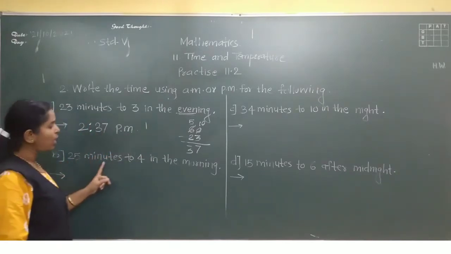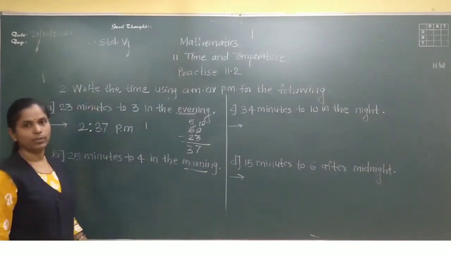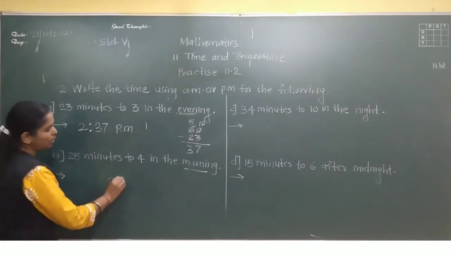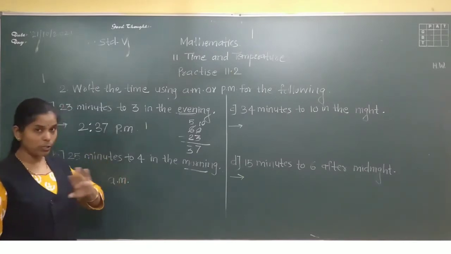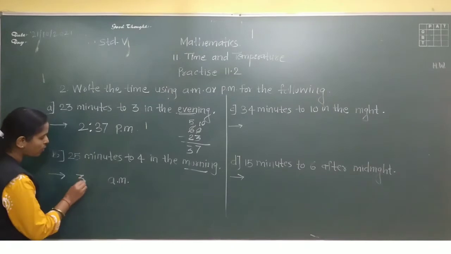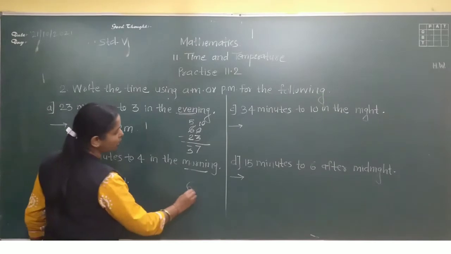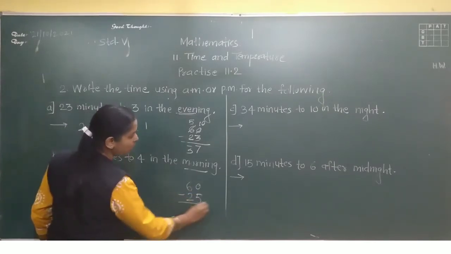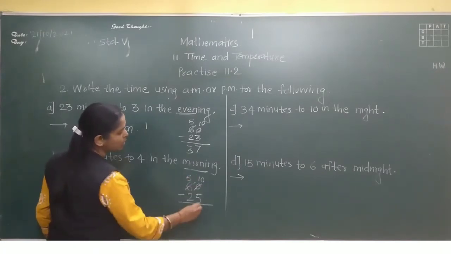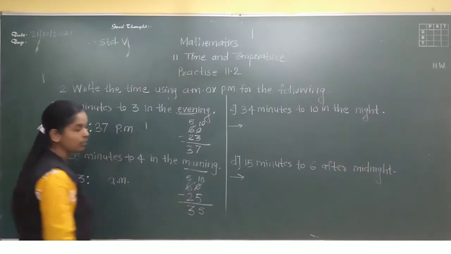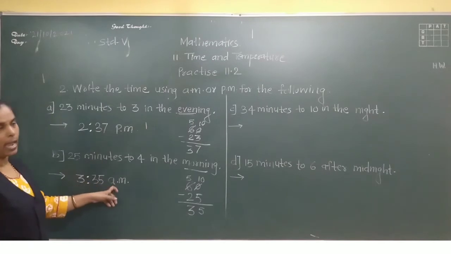Next, 25 minutes to 4 in the morning. Now see, as this word is there, which will it be, AM or PM? Definitely it will be AM. And 25 minutes to 4 o'clock means 4 o'clock is not over. So how many hours over? 3 o'clock. And after 3, how many minutes over? How to find out? Again from 60 we have to subtract 25. So here 10 and here 5. 10 minus 5, 5. 5 minus 2, 3. That is how many minutes over? 3:35. And the time is 3:35 AM.